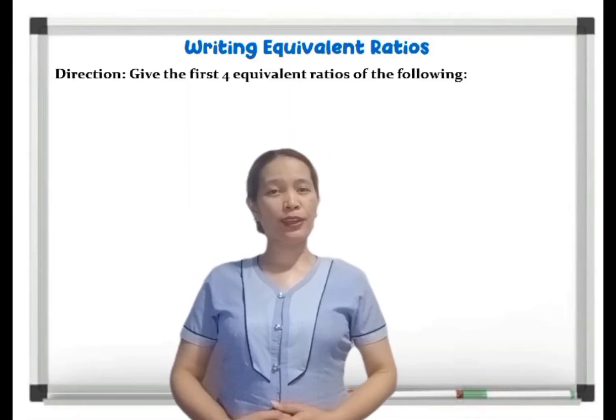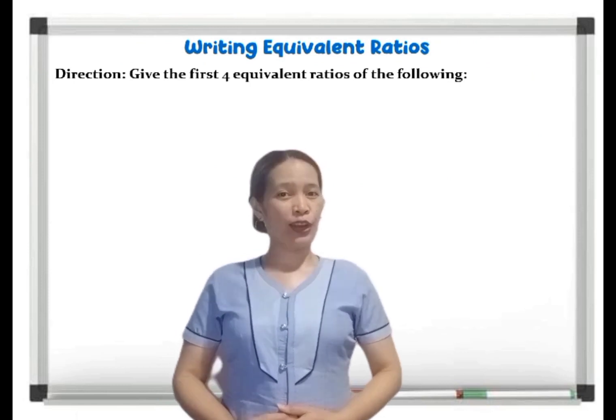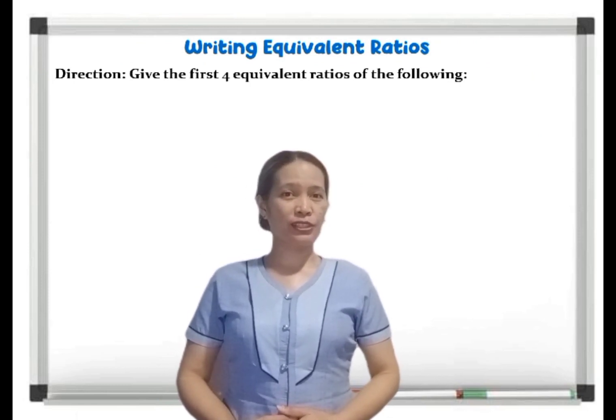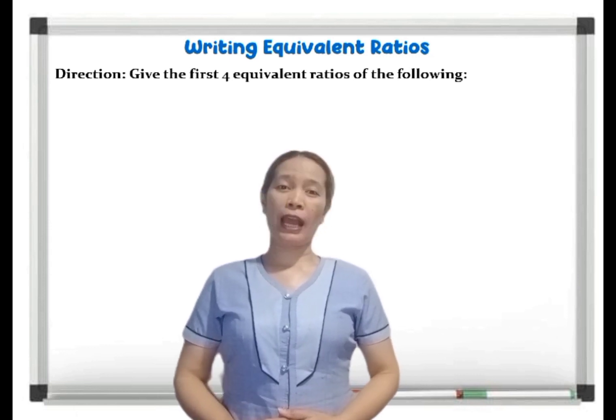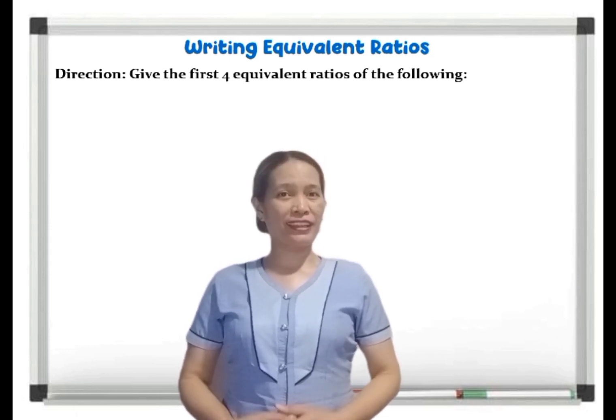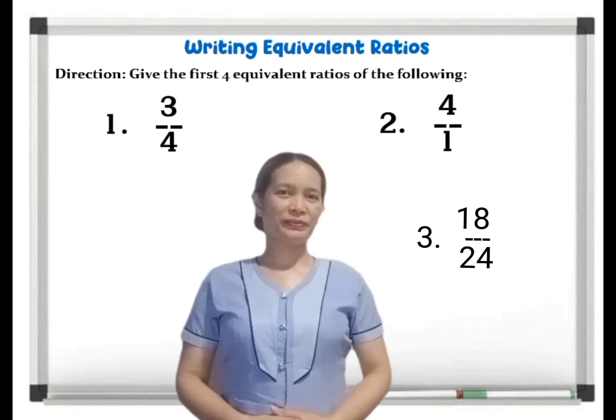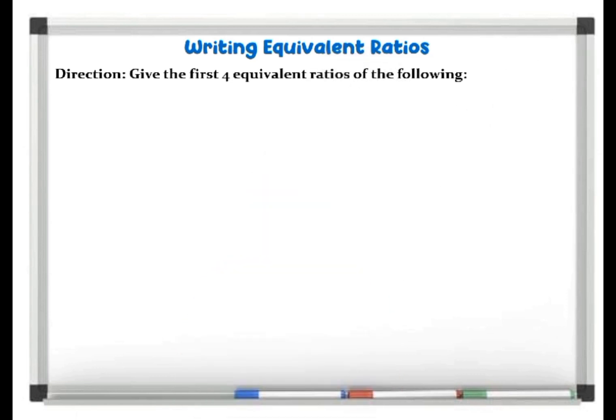Let's try another example on writing equivalent ratios. You're going to give the first 4 equivalent ratios of the following. Kukunin ang unang 4 na equivalent ratios ng mga given na ito. Okay, let's try number 1. 3/4 or 3:4. As you can see, ang 3/4 or 3:4 ay isa siyang lowest term na or nakasimplify na ang ratio na ito. So, ano po ang gagawin natin para makuha natin ang kanyang equivalent ratios?